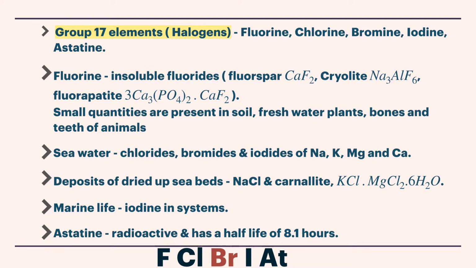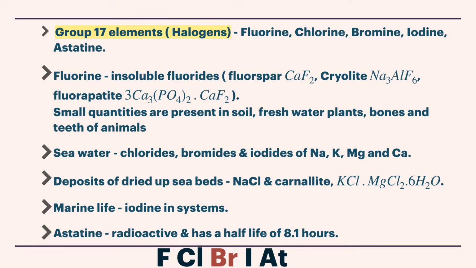Next, last one of this family is astatine. It is said to be the rarest naturally occurring element on earth. Understand? Astatine is the rarest naturally occurring element on earth, and it is a radioactive element. Okay, and it has a half-life of 8.1 hours.